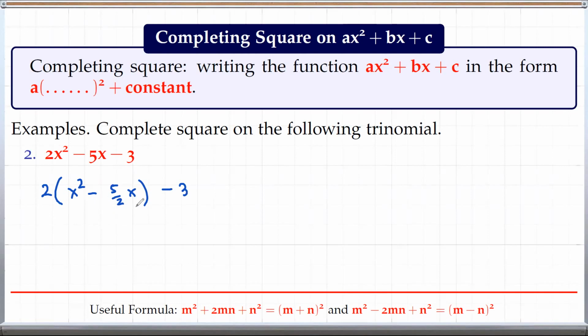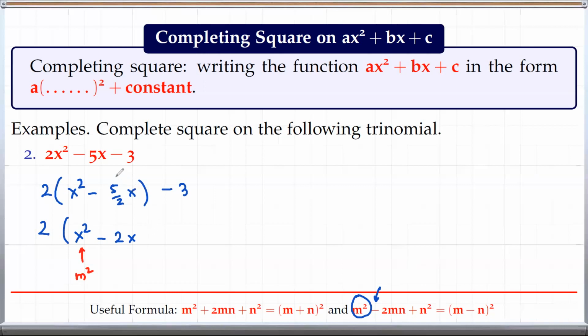So looking at this one here, minus 5 by 2x, looks like we will be using this formula since we have minus over here. So we have 2 times x squared as it is, so that will be our m squared. And we need minus 2mn. So we need minus 2 times x, so minus 2m and n.